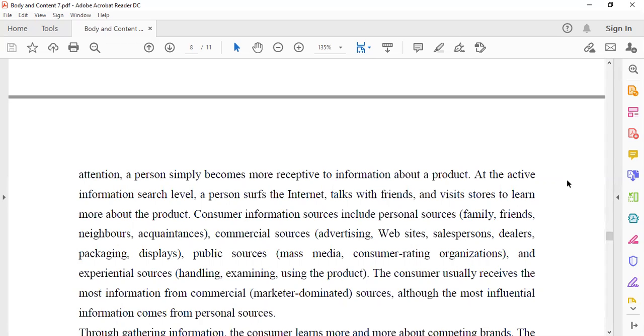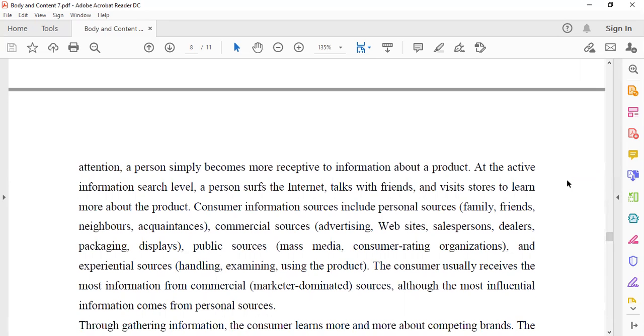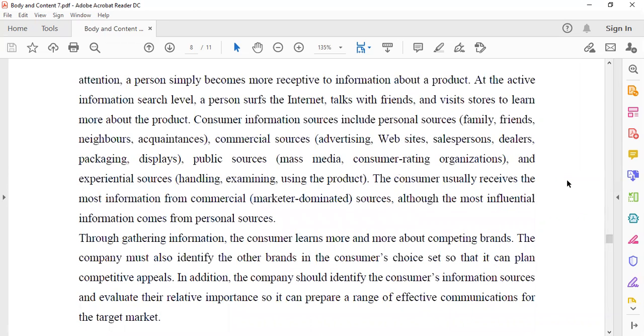So a lot of times, this information can be gotten from friends, from marketers, from public sources, maybe through mass media and consumer reviews and all whatnot. But in the course of gathering this information, the consumer wants to learn more and more about the different brands that have the capacity to meet this need. And it is on the basis of this that the consumer can make a choice.